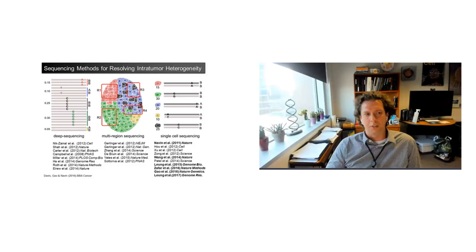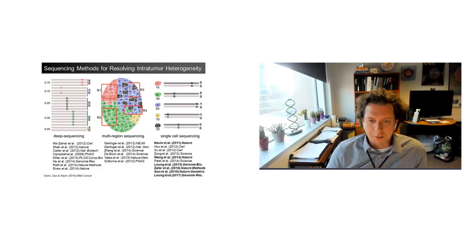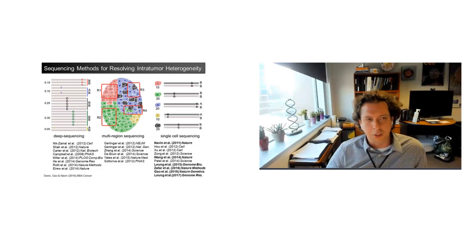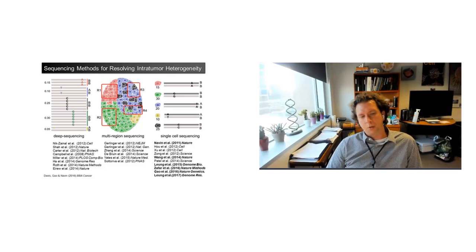The second approach, which was really pioneered by Charlie Swanton and others, involves spatially macrodissecting different areas of the tumor and then comparing the mutations in those areas to reconstruct evolution and intratumor heterogeneity. This works quite well when the clones are spatially segregated, but it doesn't always work that well when they're intermixed in the same areas. And then the methods that we've been developing and applying are single-cell sequencing techniques.